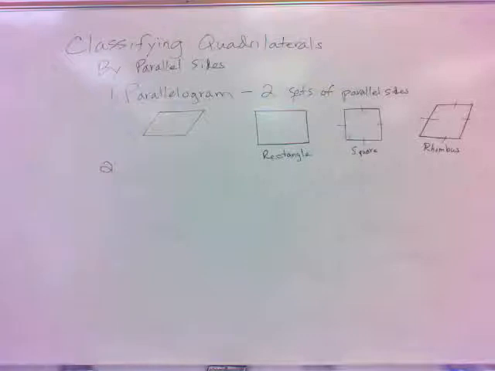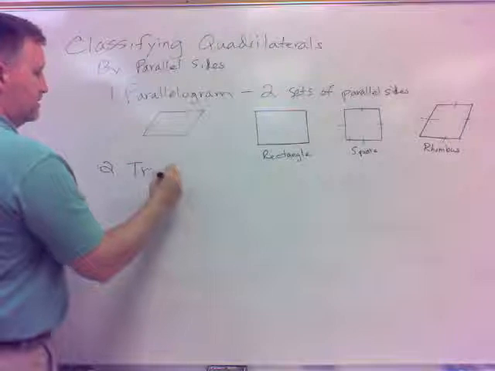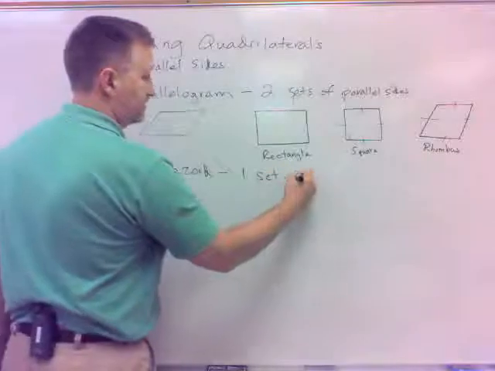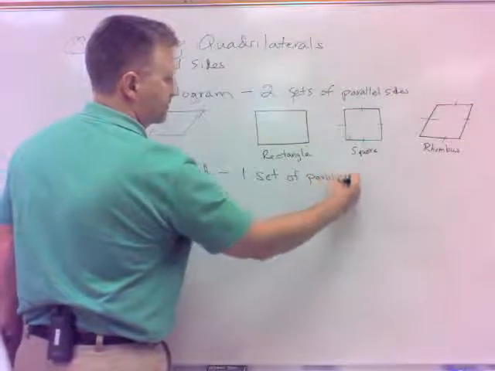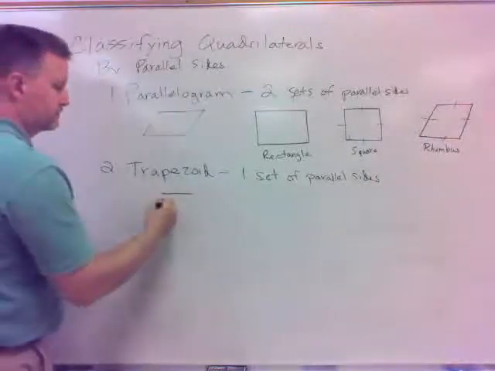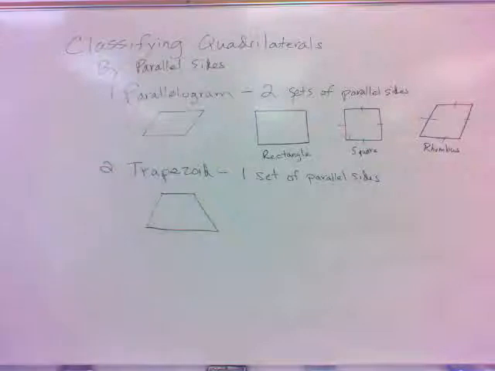Okay? But there's also quadrilaterals where you don't have both sets of parallel sides. There's a trapezoid quadrilateral. And the deal on the trapezoid is there's one set of parallel sides. Trapezoid. This is probably most often thought of trapezoid. There are others.